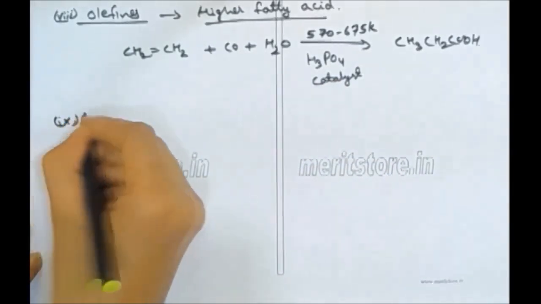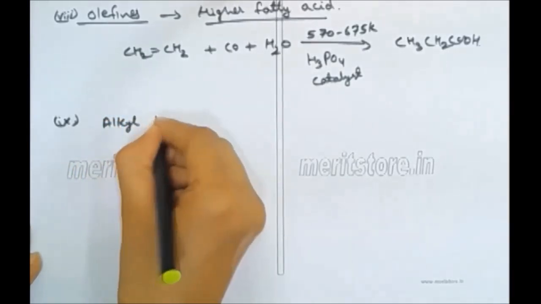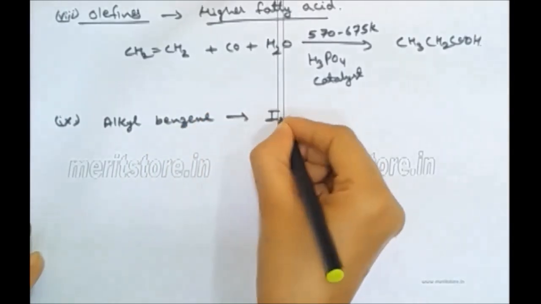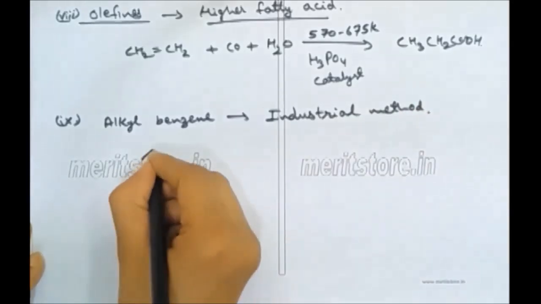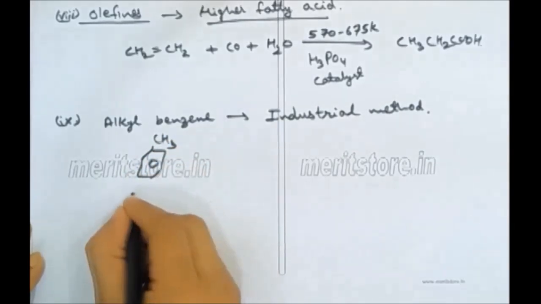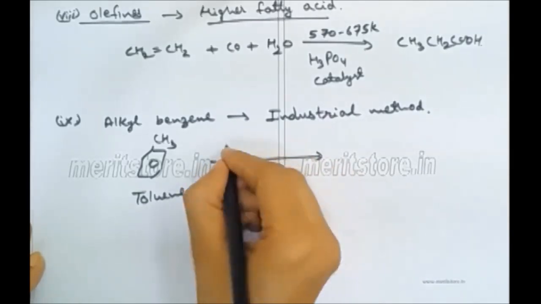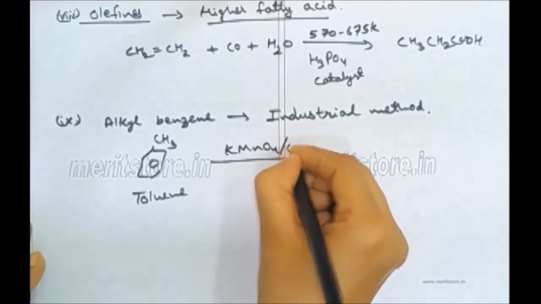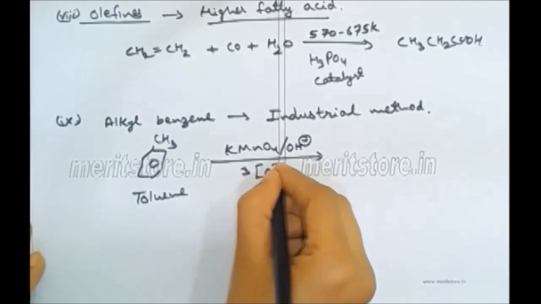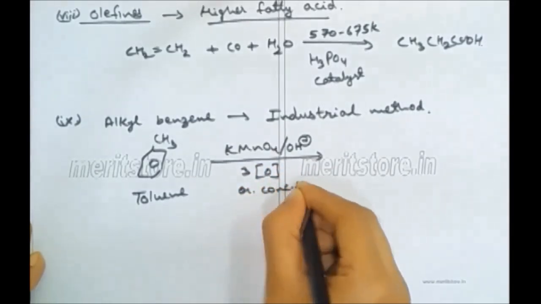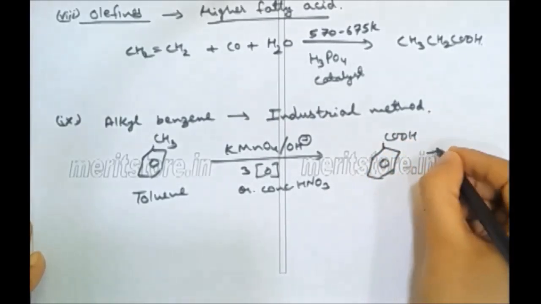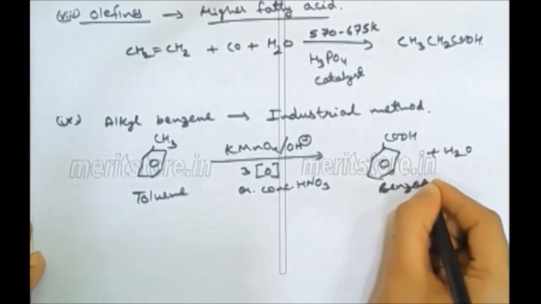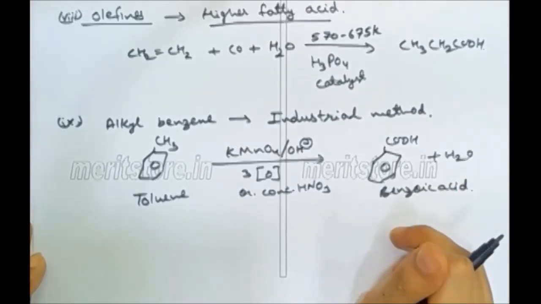The next method is from alkyl benzene. It's an industrial method. This is toluene. Toluene on reaction with KMnO4 in basic medium or acidic medium will give benzoic acid. It is the industrial method to form benzoic acid.